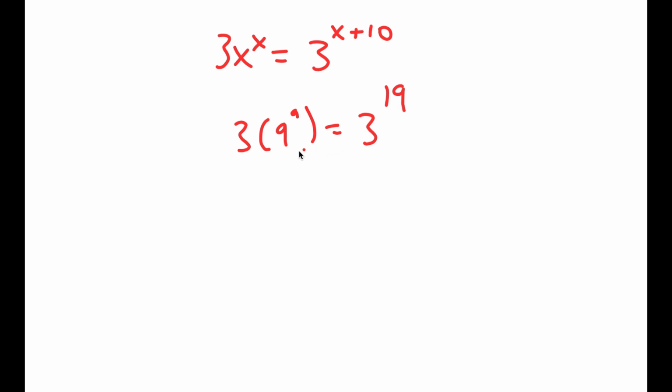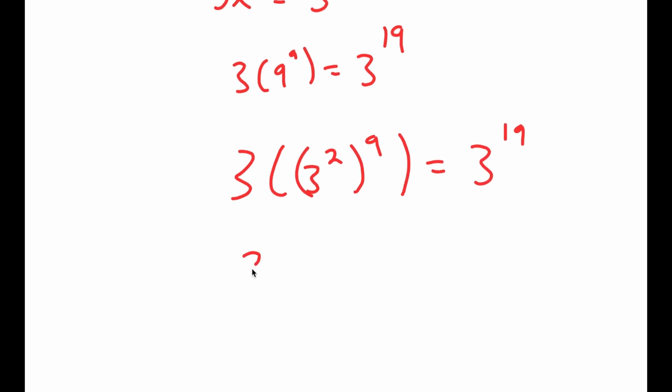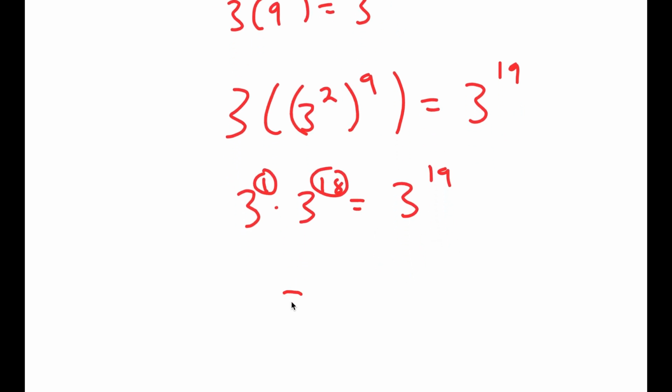So now, 9 is the same thing as 3 squared. So I get (3^(2))^9... that is, 3 to the power of 2 times 9, is equal to 3^19, which turns to 3^18 is equal to 3^19 when adjusted with the extra factor of 3: 3 times 3^18 is equal to 3^19. So 1 plus 18 is 19, so I get 3^19 is equal to 3^19.